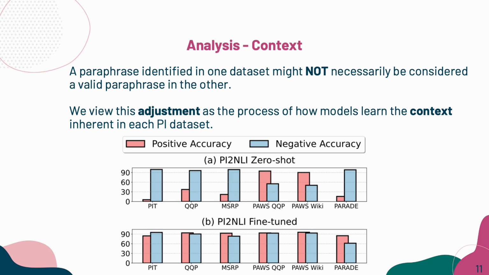We further investigate the impact of the context by observing the change in decision boundary. We found that applying AI models to solve PI tasks in a zero-shot manner leads to different outcomes across datasets. Thus, a paraphrase identified in one dataset might not necessarily be considered a valid paraphrase in the other. We also found that after fine-tuning, the AI model will change its decision boundary to identify paraphrases for that dataset better, thus leading to a more balanced result. We regard this change as how models learn the context inherent in each PI dataset.